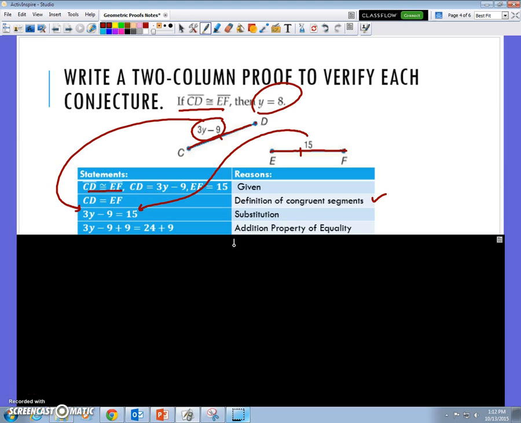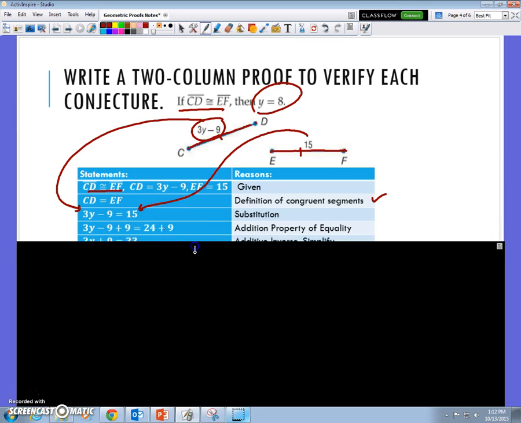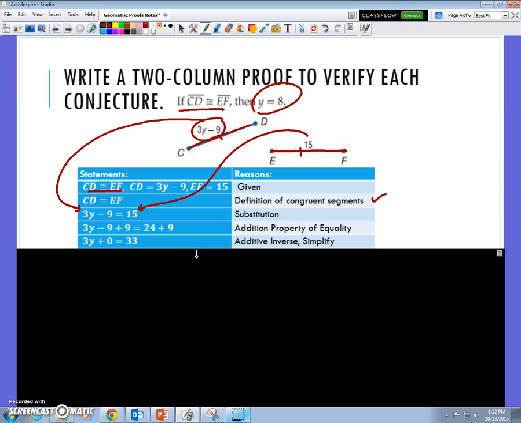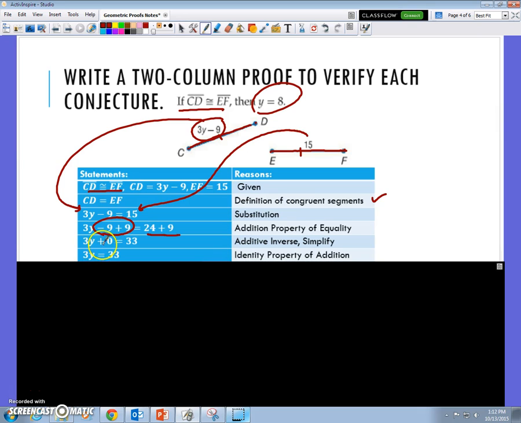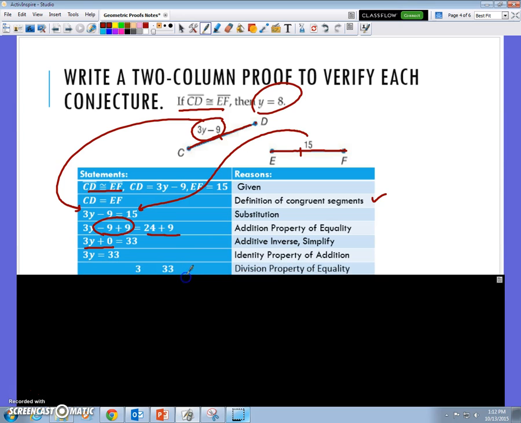I'm going to go through all the steps to solve this equation because I want to get y by itself. So this is just like yesterday's stuff once I have my equation set up. The addition property of equality says if I want to solve this, I'm going to add 9 to both sides. The additive inverse property says when I add opposites, they add up to 0. And so I'm simplifying the right-hand side. That's why I put comma simplify. And then finally, if I add 0 to something, it keeps its identity. So it is the identity property of addition. And I'm getting closer to getting y by itself.